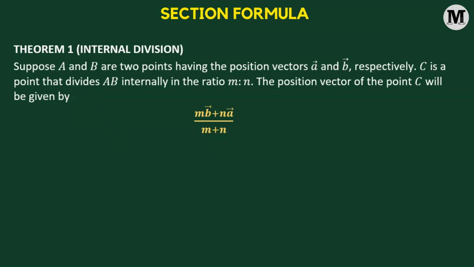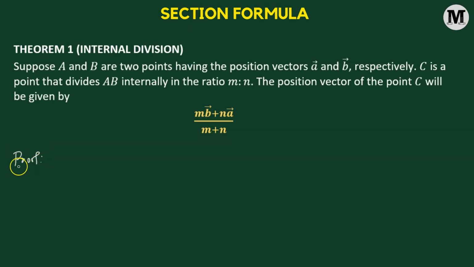Suppose A and B are 2 points having the position vectors A vector and B vector, respectively. C is a point that divides AB internally in the ratio m is to n. The position vector of the point C will be given by (m B vector plus n A vector) over (m plus n). Okay, let's try to prove this.